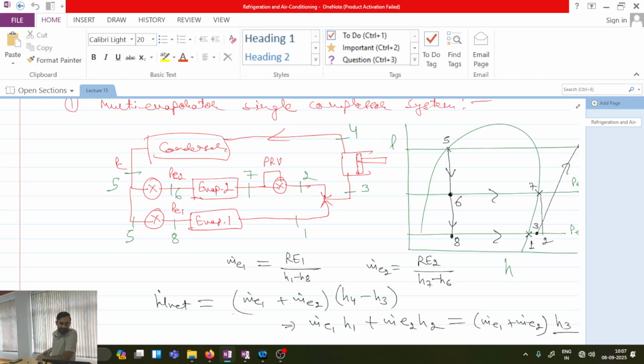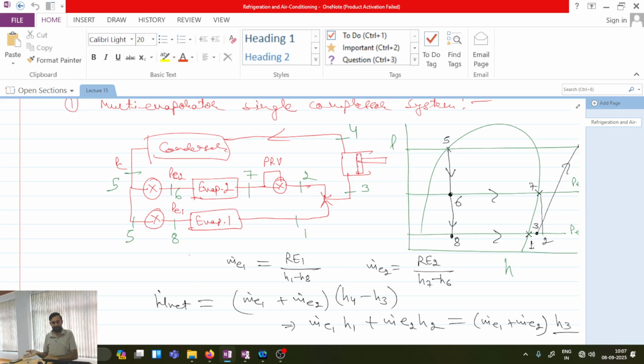Okay, after that we shifted to some systems which are called multi-evaporator systems. In a multi-evaporator system, our requirement could be that one of the refrigerated spaces I need to maintain at some temperature TE1, and the other refrigerated space I need to maintain at some other temperature TE2. Moreover, it may so happen that this type of temperature requirement is well within the temperature limits of the single compressor system.